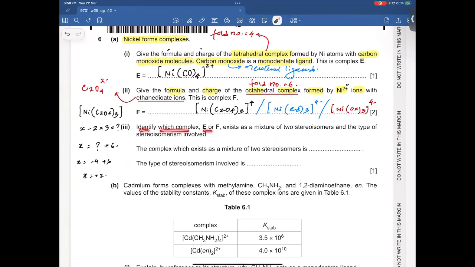Identify which complex, E or F, exists as a mixture of 2 stereoisomers. Stereoisomers could be optical or geometrical. Since we have 3 bidentate ligands, it's going to be optical isomerism. So the type of stereoisomerism is optical, and the complex which exists as a mixture of 2 stereoisomers is F, because whenever 3 bidentate ligands are involved, there has to be optical isomerism in which we get mirror images of each other. Okay, that's what we have done in the class.